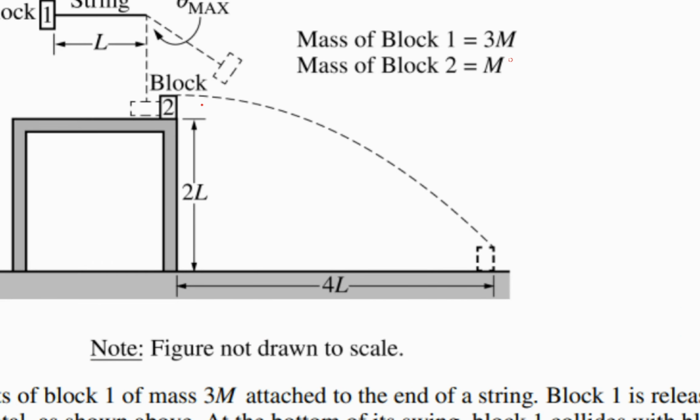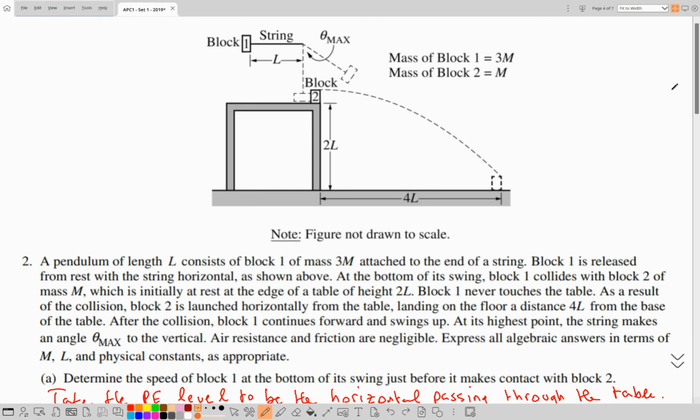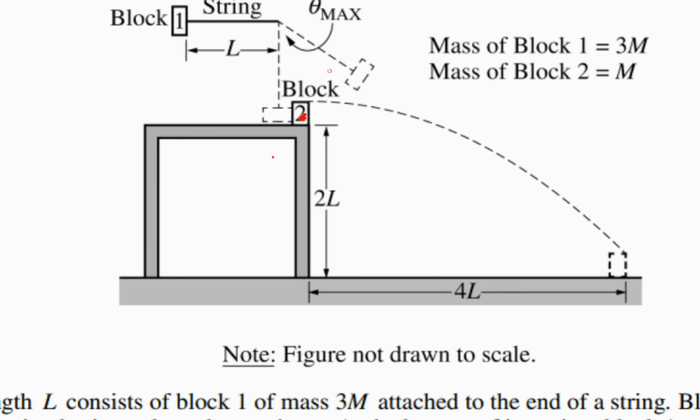Now, although we don't know the launching speed of block 2, the time taken for block 2 from the table to the ground doesn't depend on the initial velocity, because we can utilize the motion along the vertical. Then in this case, if we choose our origin to be here and the positive direction to be up, then the acceleration along the vertical would be minus g. The launching angle is 0, which means cosine theta is equal to 1 and sine theta is equal to 0. And the final vertical position would be minus 2L, because we're measuring in the negative direction.